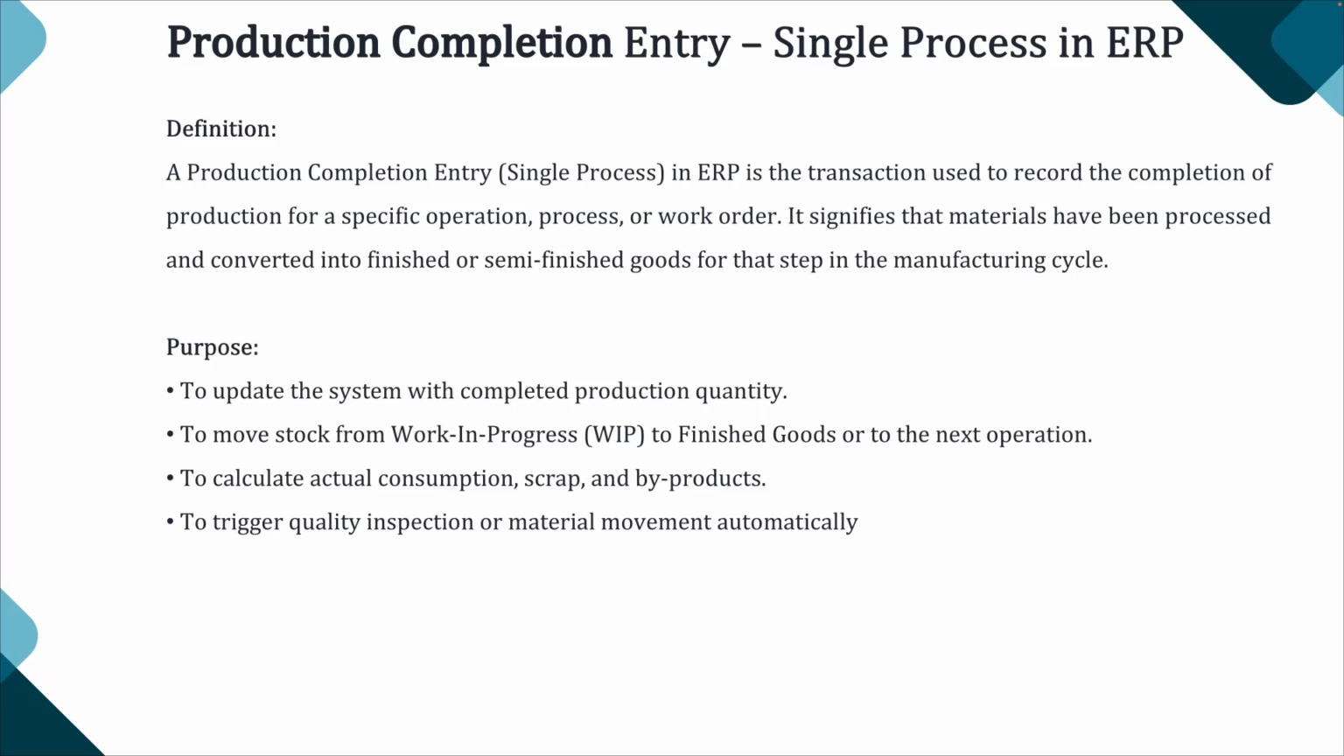And to know about its purpose, it's to update the system with completed production quantity to move your stock from work in progress to finished goods, that's your FG, or to the next operation. And in order to calculate your actual consumption, scrap, and byproducts, and to trigger a quality inspection or material movement automatically. So this is your production completion entry.